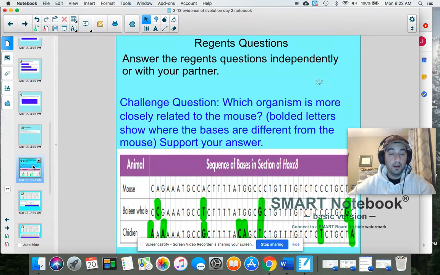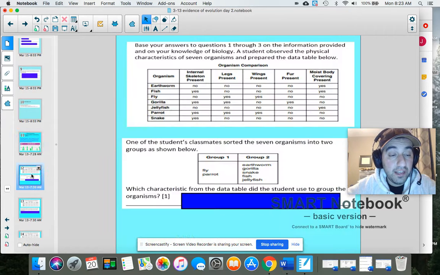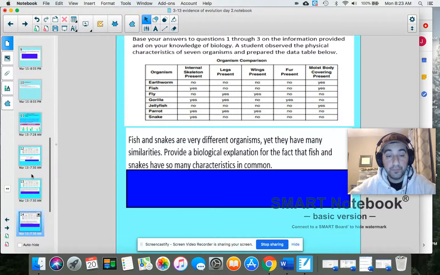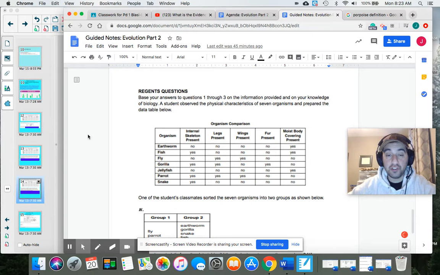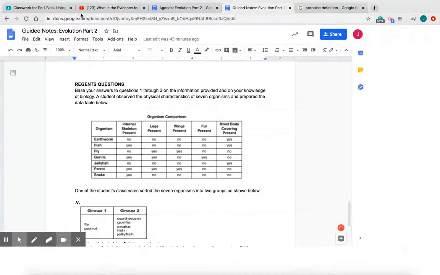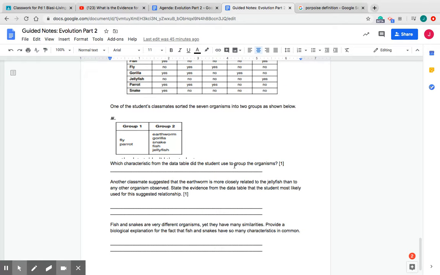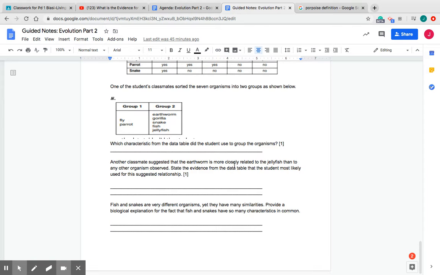All right, next we have a couple of practice Regents questions. You're going to answer the Regents questions in your guided notes. The first Regents question looks like this. That's three questions in total. They're all short response, so you're just going to write out your response in your guided notes. And that sums up for today.